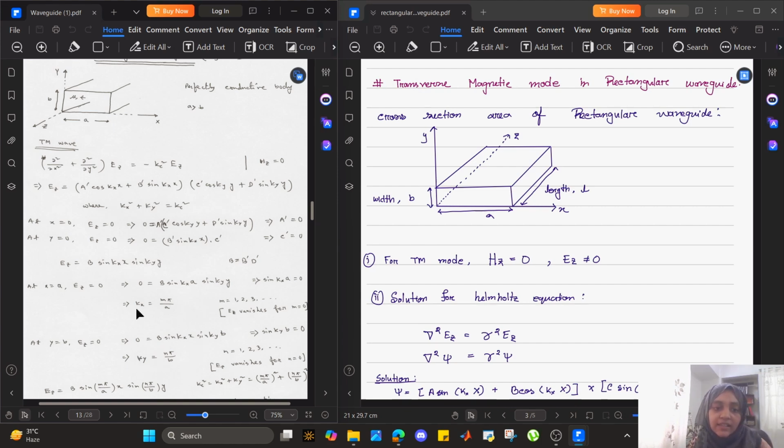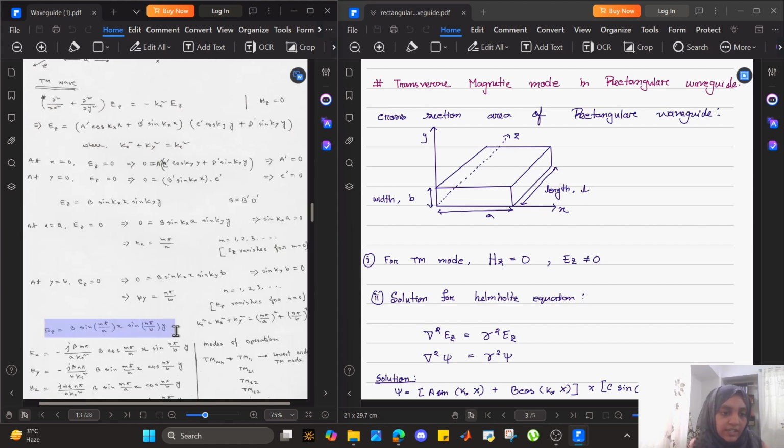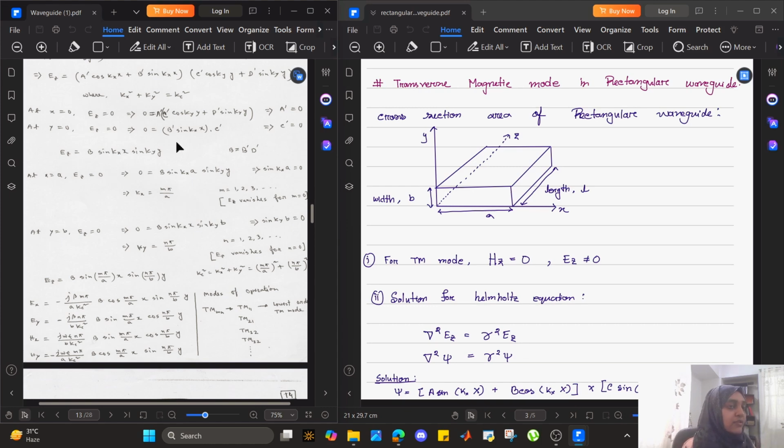If we plug these kx and ky values into the Ez equation, we get this Ez equation, that is B sin(m pi x by a) sin(n pi y by b). Then if we plug this equation into the general solutions that we derived earlier, equations 11 to 14, and keep z equal to 0, we will get Ex, Ey, Hx, Hy.